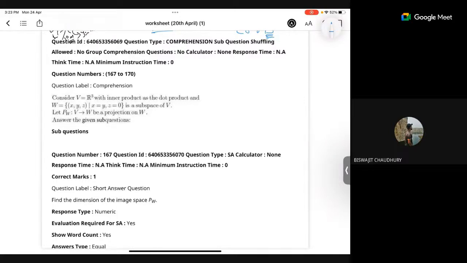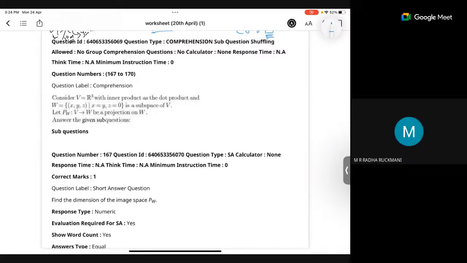Is this done? Question number 167. Dimension is 1, I think. Yes, the answer will be 1, because the projection of W on W itself, right? No, it's not like that. It is being asked about the image space of PW, the entire image space. The image space is W, right, sir? Yes, the image space is W.